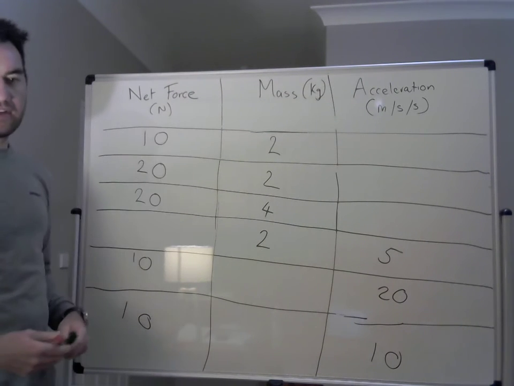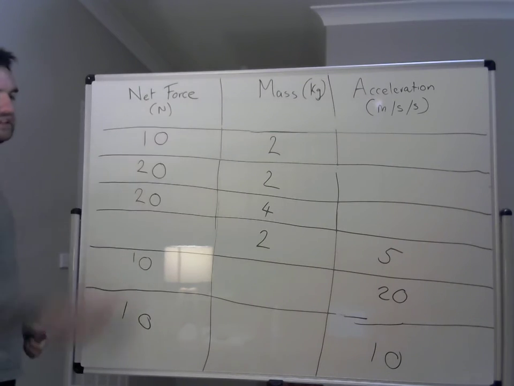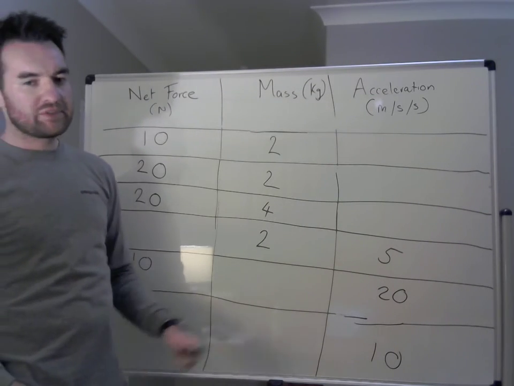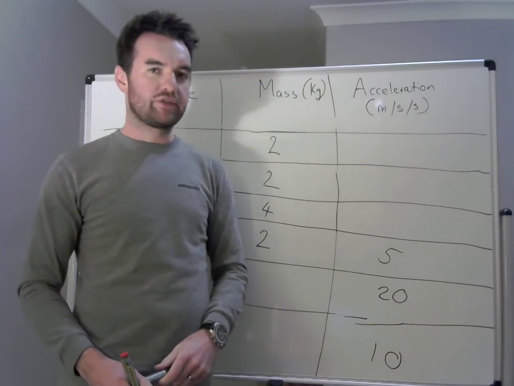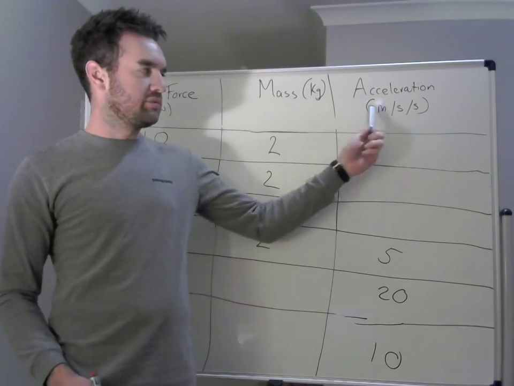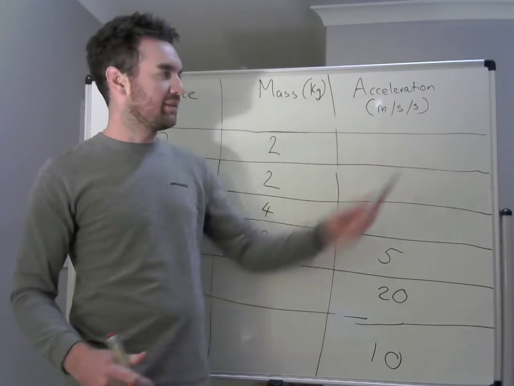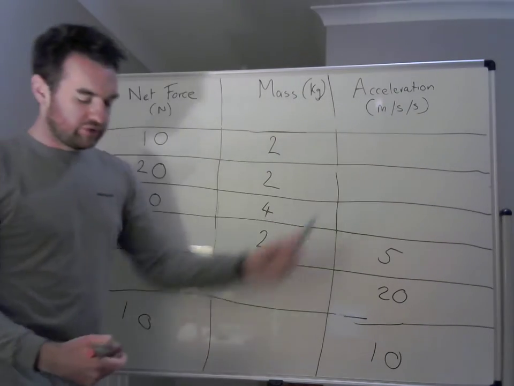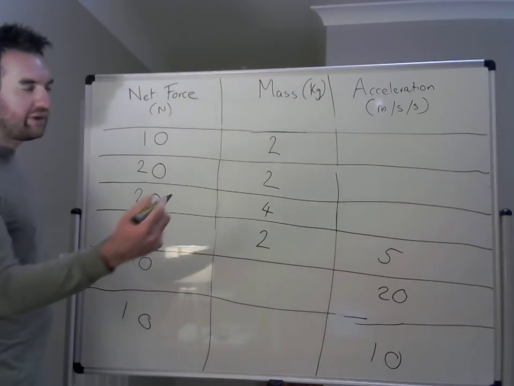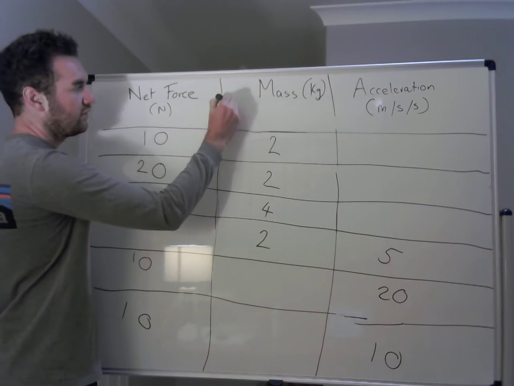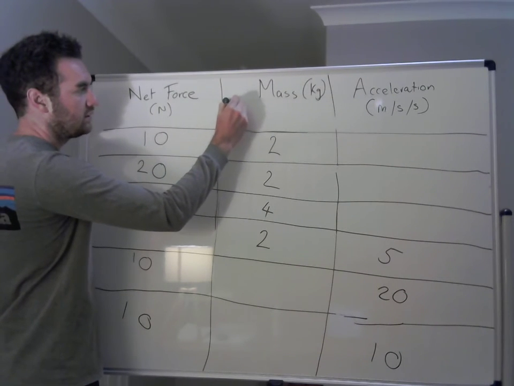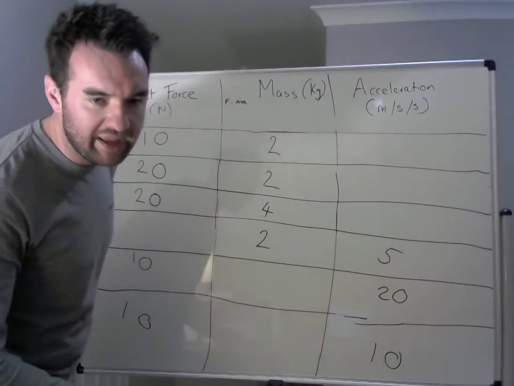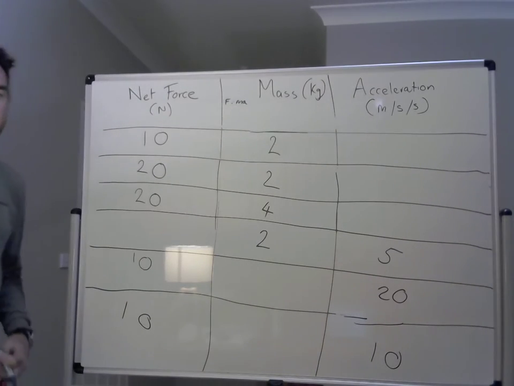So what we have here at the top is net force in newtons. We have mass measured in kilograms. We have acceleration measured in meters per second squared. And we are missing a few values. So let's just remind ourselves. I'm going to write the equation up here. F equals ma. Okay, I know it's quite small, but F equals ma.